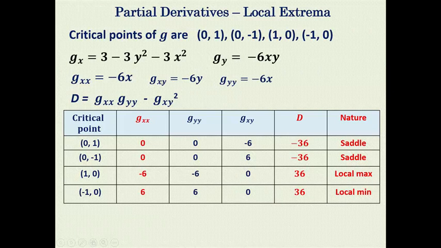Let's find the second order derivatives as well as the quantity D, and we substitute the values of x and y for each of these 4 critical points. Again, I highlight the quantities in red that we need to draw a conclusion. So we are done. It turns out that there are 2 saddle points, one local max and one local min.